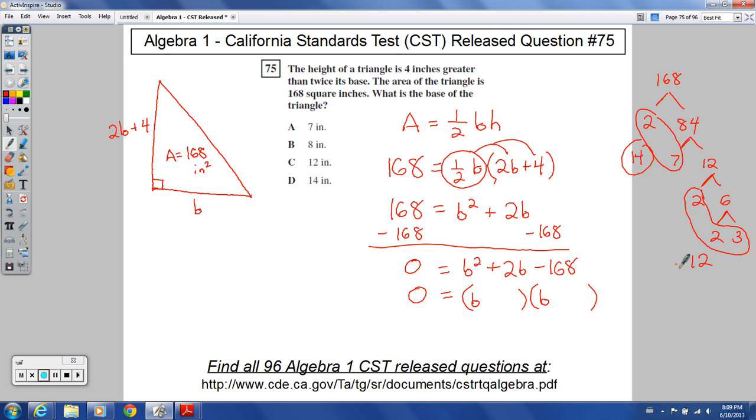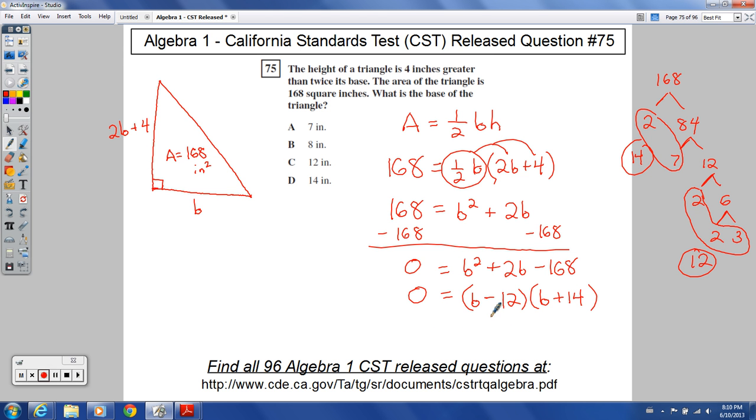And I notice, these are 2 apart from each other, just like this needs to be 2 apart from each other. So if I did minus 12 in one spot and plus 14 in another spot, when I FOIL that back out, it's going to give me what I see there. So from there, I've got 0 equals, I can set both of these factors equal to 0. I don't actually need to write that out here.